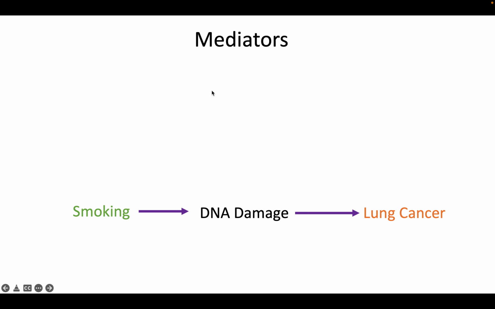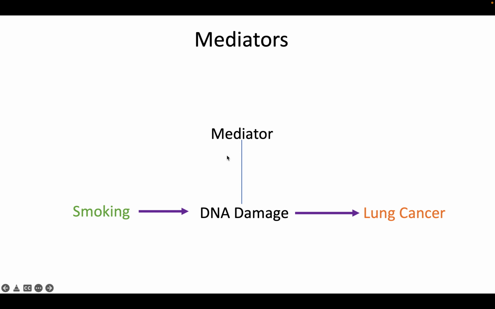This video is going to cover mediation analysis, which is a neat way of decomposing the direct and indirect effects of an exposure on an outcome. Just jumping right into it. If we're looking at the relationship between smoking and lung cancer, an example of a mediator would be DNA damage, because that's how smoking leads to lung cancer. One of the ways is through the damage to DNA.